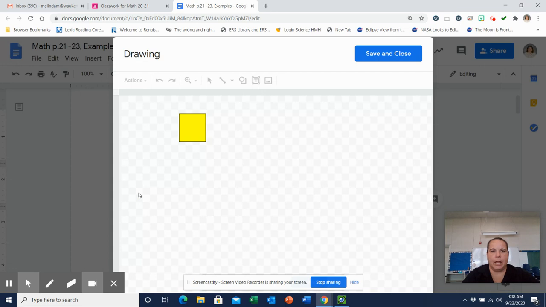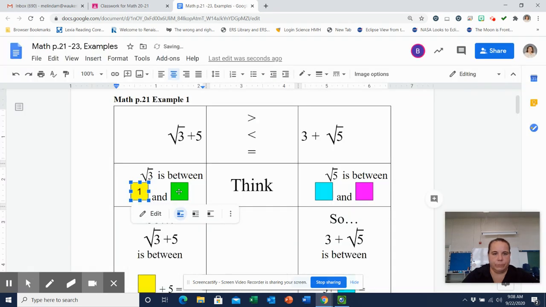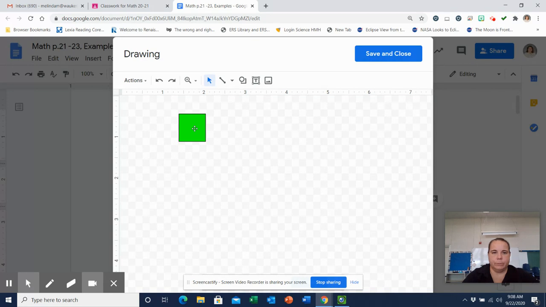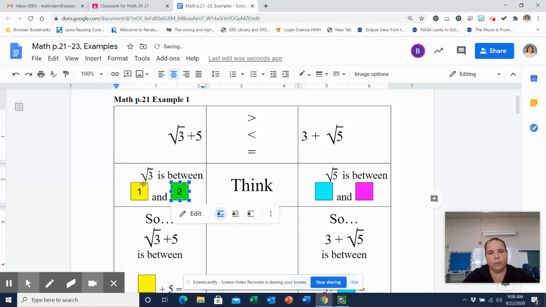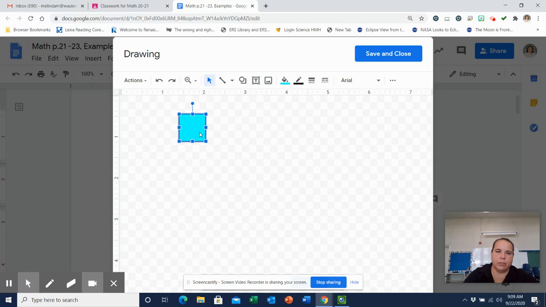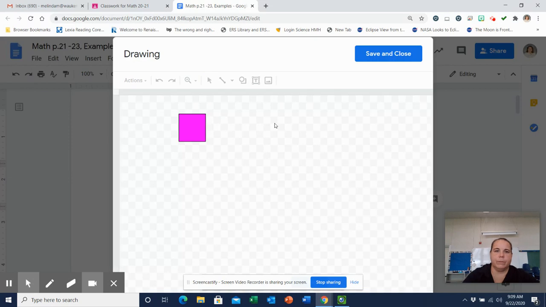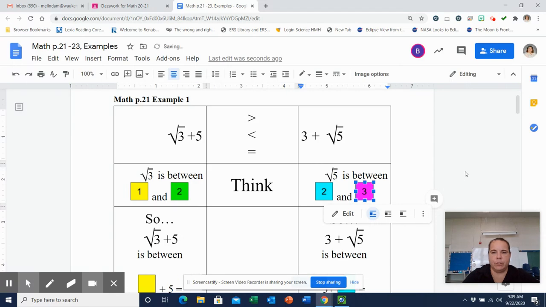So I'm going to type in here, the square root of 3 is between 1 and 2. So the square root of 3 is between 1 and 2. And from our previous notes, the square root of 5, which we just wrote down in the book, is between 2 and 3. So now we can use this information to help us estimate.